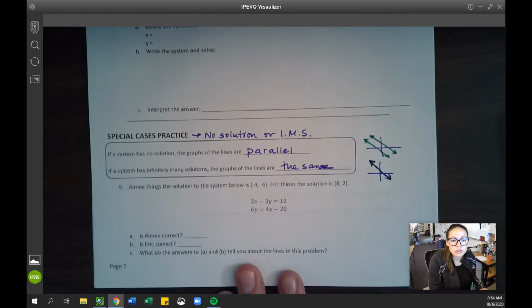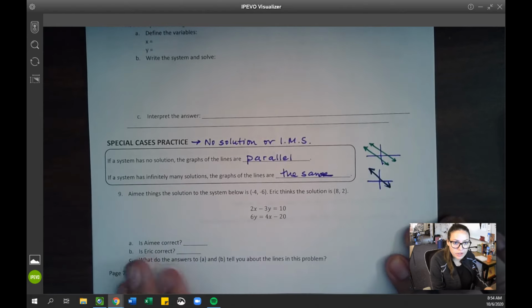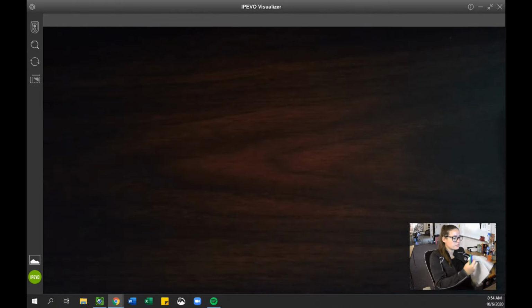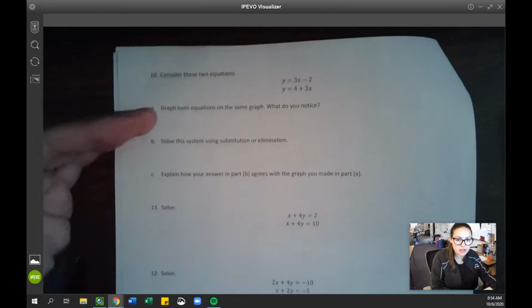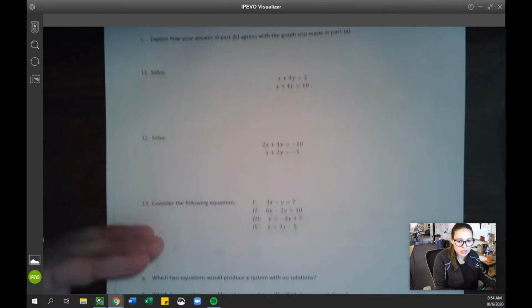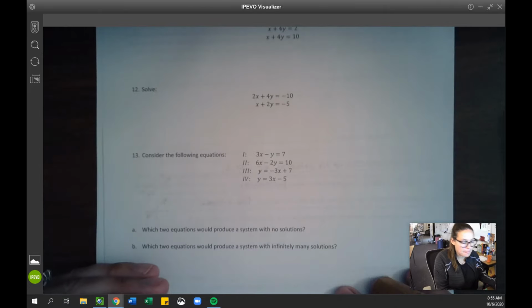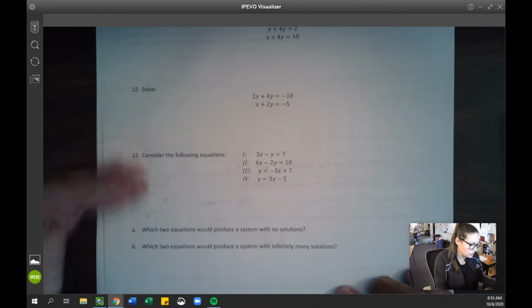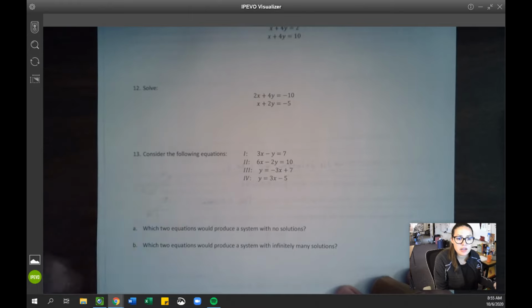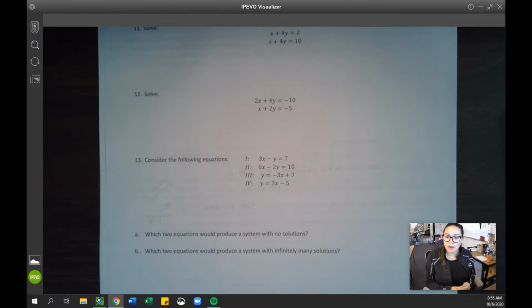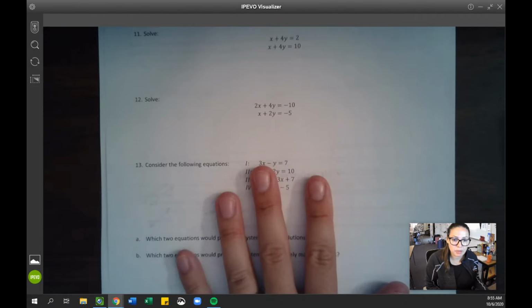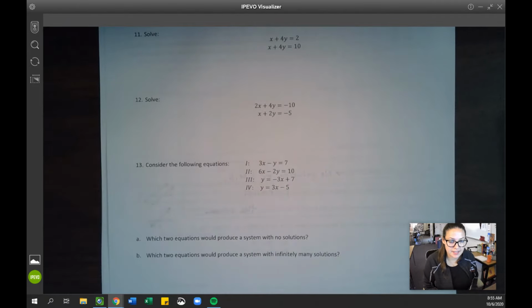So you are going to walk through number 9. And this back page here, all of these problems are talking about these special case scenarios. So you're going to finish this packet up through number 13. So you're going to do some story problem practice, and you're going to do some practice with the special cases.